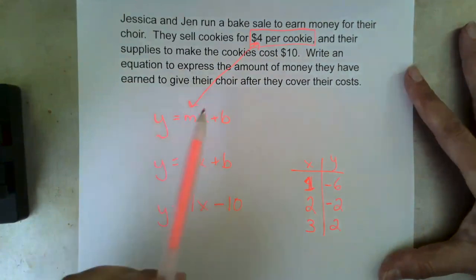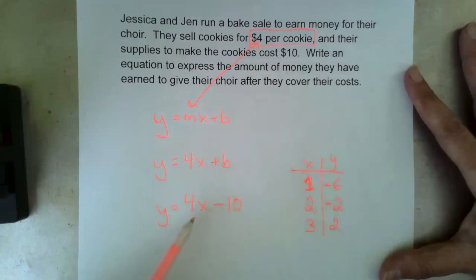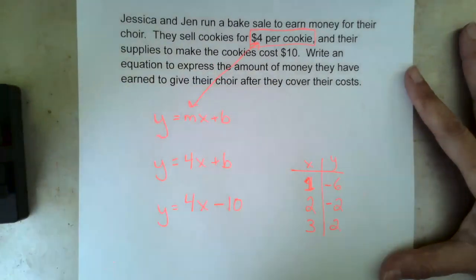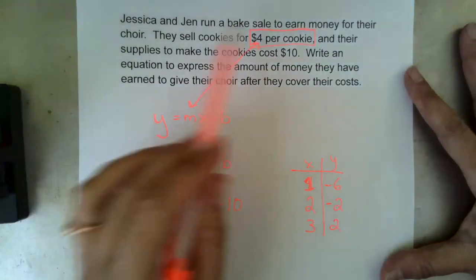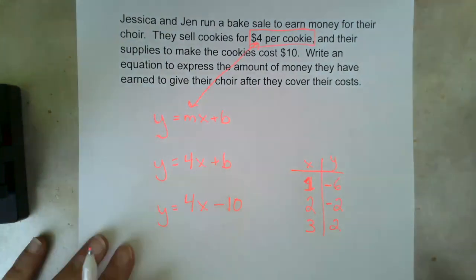So to express the amount of money they have after they cover their costs, we take the amount they get per cookie times the number of cookies they sell, but we have to subtract that $10 because it cost them $10. Okay, so that one's a little bit different. Our B is negative because of the wording of the problem. And let's look at one more example. And again, this is kind of changing things up.